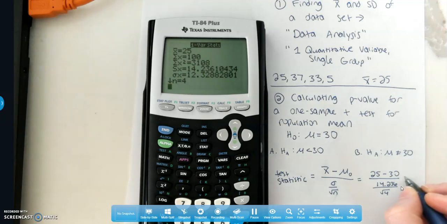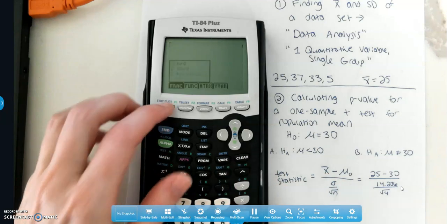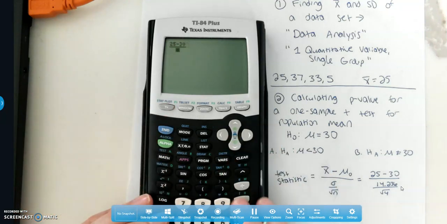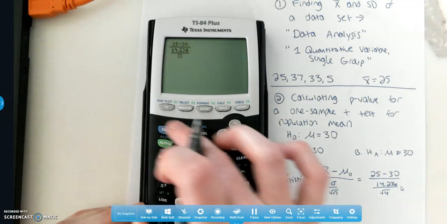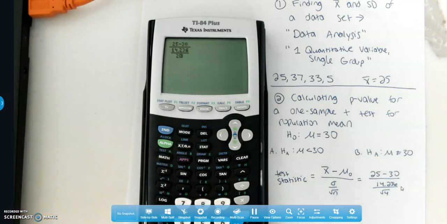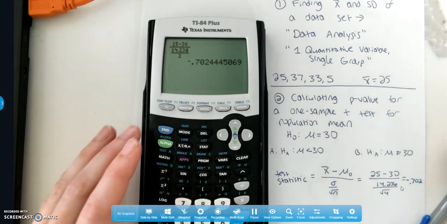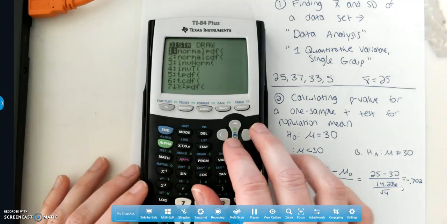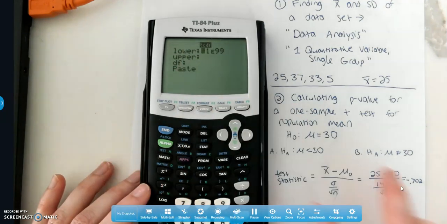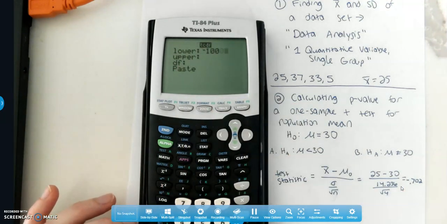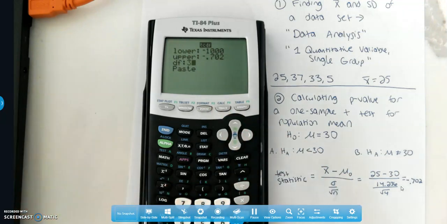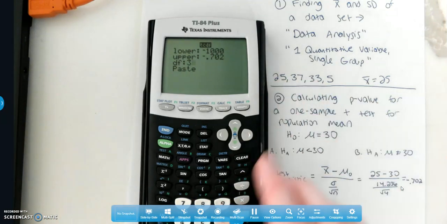So when you actually calculate this, you end up getting a test statistic. I'm just going to put the square root of 4 as 2 because we know that. All right, so your test statistic is negative 0.702. So how we would usually put that in is we would go 2nd VARS, tcdf. Since our test statistic is negative, I would put in negative 1,000 in the lower, and I put in the t-value of negative 0.702. And then our degrees of freedom would be 3 because we have a sample size of 4.